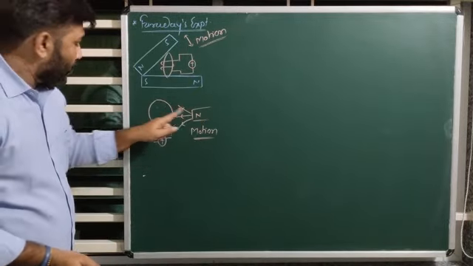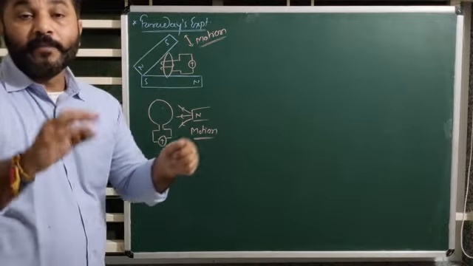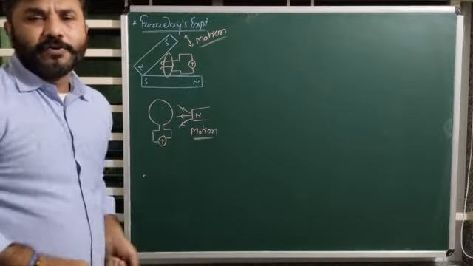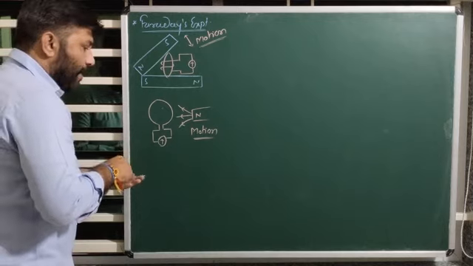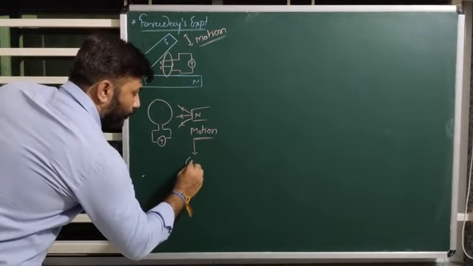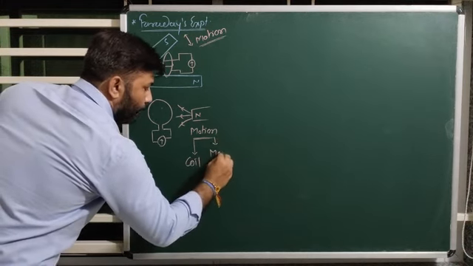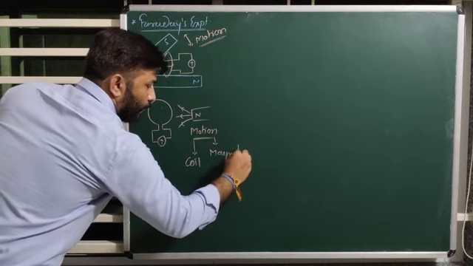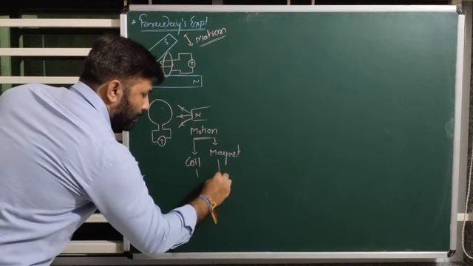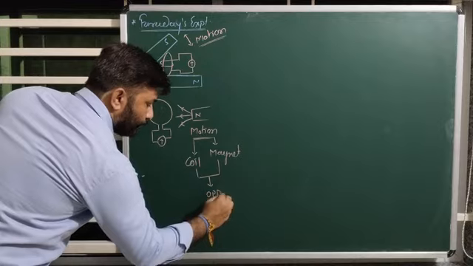Whether you are moving the magnet or the coil doesn't make any difference. EMF will be generated. Electric current may be induced, maybe not, must be induced. So there is a motion of either the coil or the magnet, right? And this motion of coil and magnet is in which direction? Opposite direction.